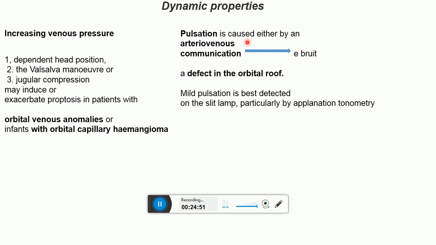Pulsations. Pulsation is caused either by arteriovenous communication or a defect in the orbital roof. In the arteriovenous communication, pulsation may be associated with a bruit, depending on the size of communication. While in the defect in the orbital roof, the pulsation is transmitted from the brain by the cerebrospinal fluid and there is no associated bruit. Mild pulsation is best detected on slit lamp, particularly by applanation tonometry.